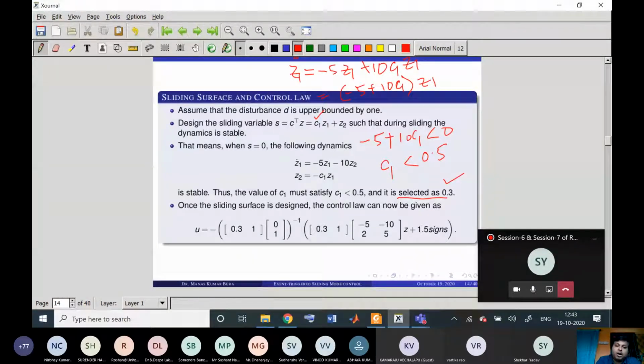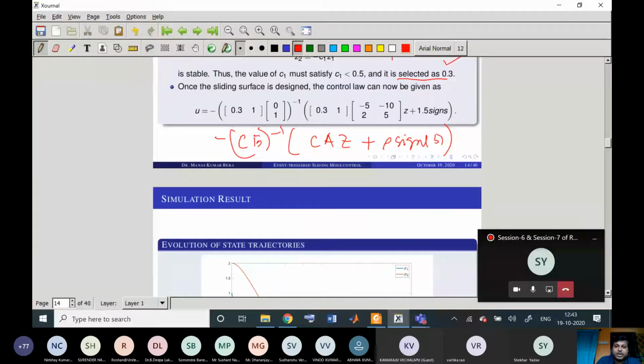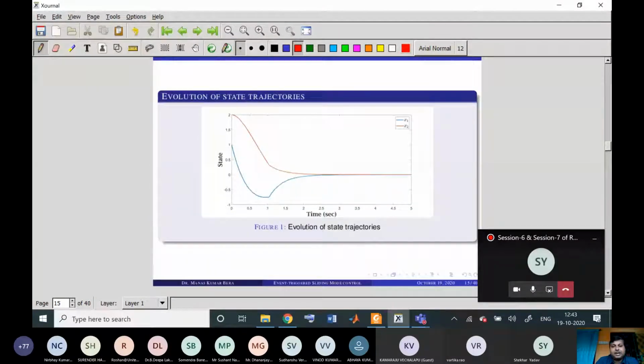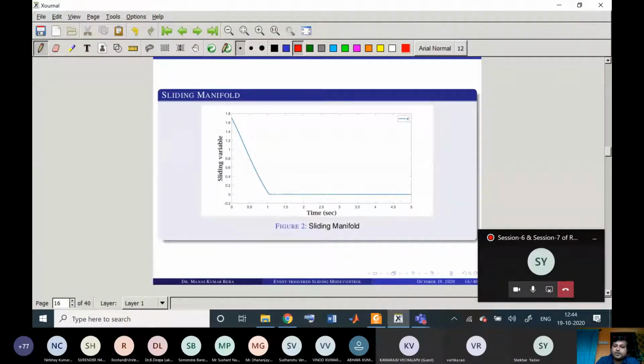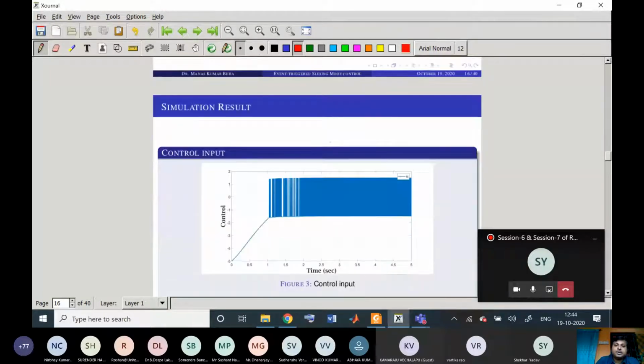And now the control law will be simply minus CB inverse into CAZ plus rho into sine of S. Now if you implement this control law, the simulation result has been shown here, where we can say that both the states go to 0 as t tends to infinity, even if the disturbance is present, and the sliding variable goes perfectly to 0. And this is the control law.